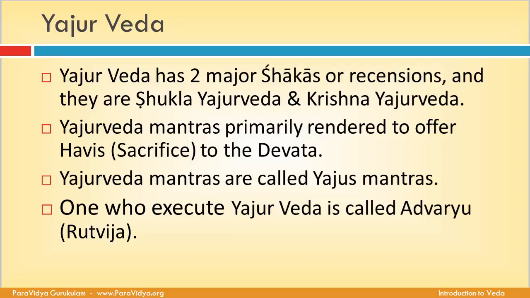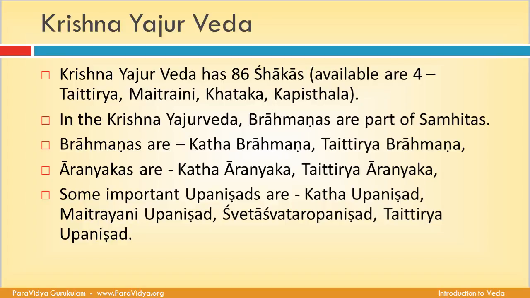One who executes Yajur Veda is called Advaryu. Krishna Yajur Veda. Krishna Yajur Veda has 86 shakas. Available are 4. They are Taittiriya, Maitrayani, Kathaka, Kapisthala.